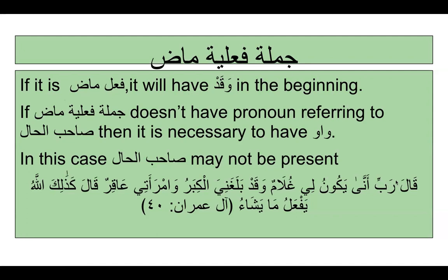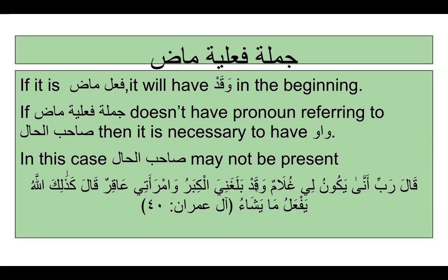So here we have Surat Ali Imran, and Zakaria alayhi salam is asking Allah subhanahu wa ta'ala. He said, my Rabb, how can there be a boy for me while kibr, old age, has already reached me? So should I translate it as, how can there be a son for me and old age has reached me and my wife is barren? Or should I translate it as, how can there be a son for me while old age has reached me and my wife is barren? So does it make sense?